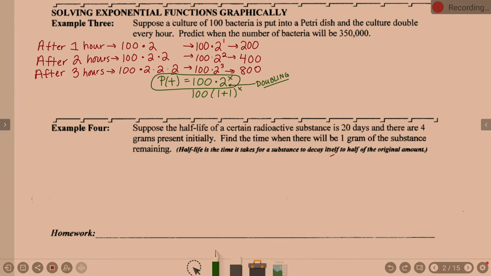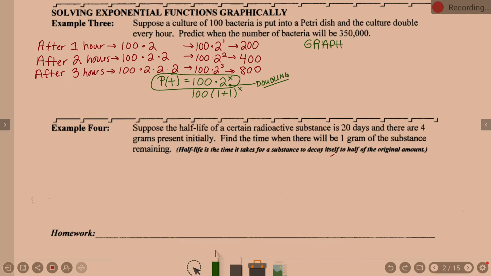Now, all that work just to write an equation. What was this question actually asking? When will we have 350,000? Well, I can tell you when we have 800, but we need to know 350,000. Now, if we just wrote an equation, you can't just put it in. So what we're going to do is use the graph.